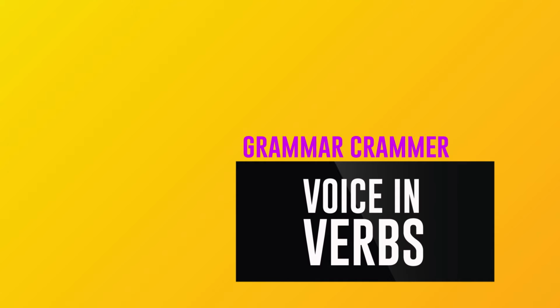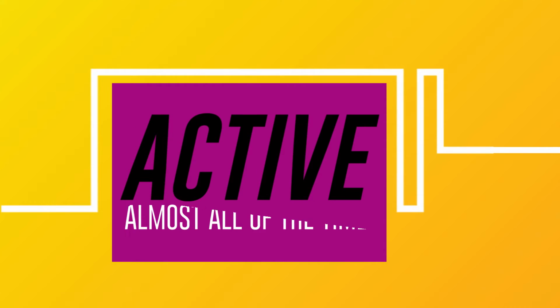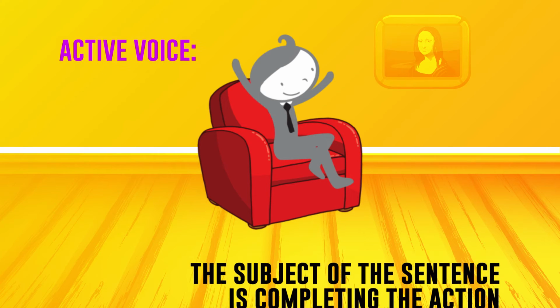Today we'll discuss voice and verbs. Verbs can be in active or passive voice. You are supposed to write in active voice almost all the time. We'll talk more about that later. Let's talk about active voice first and how to recognize it. Active voice is when the subject of the sentence is completing the action.